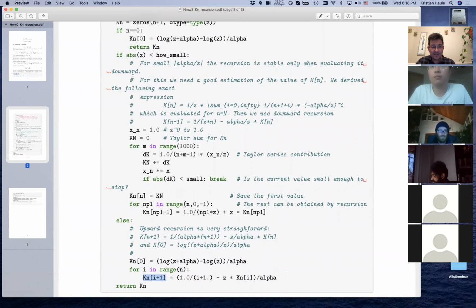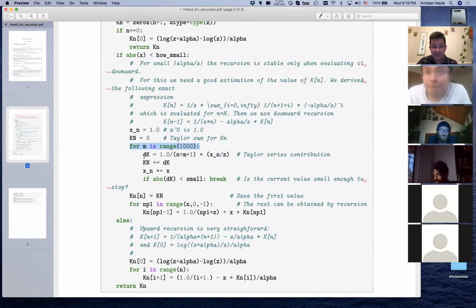Downward recursion is a little bit more tricky. So if x is small, then I need to do downward recursion. What I do is I first spend a few lines to do the Taylor expansion. So I go for m in range of some large number. I first say that I'm going to calculate thousands of those Taylor coefficients, but of course in practice I never do that.